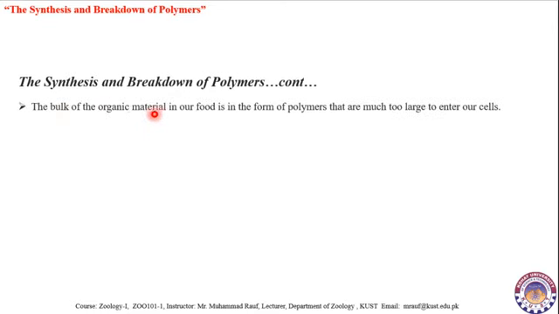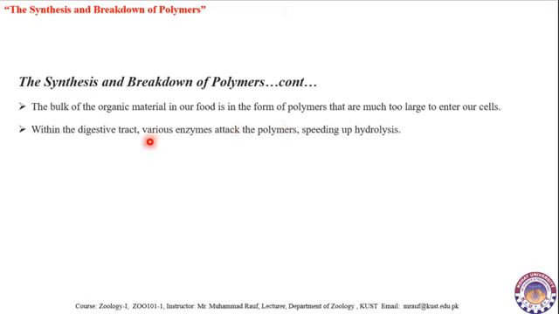The bulk of the organic material in our food is in the form of polymers that are much too large to enter our cells. The organic molecules present in our food are polymers. They are broken down into their individual building blocks, or monomers. For example, complex carbohydrates are broken down into simple sugars, and proteins are broken down into amino acids.